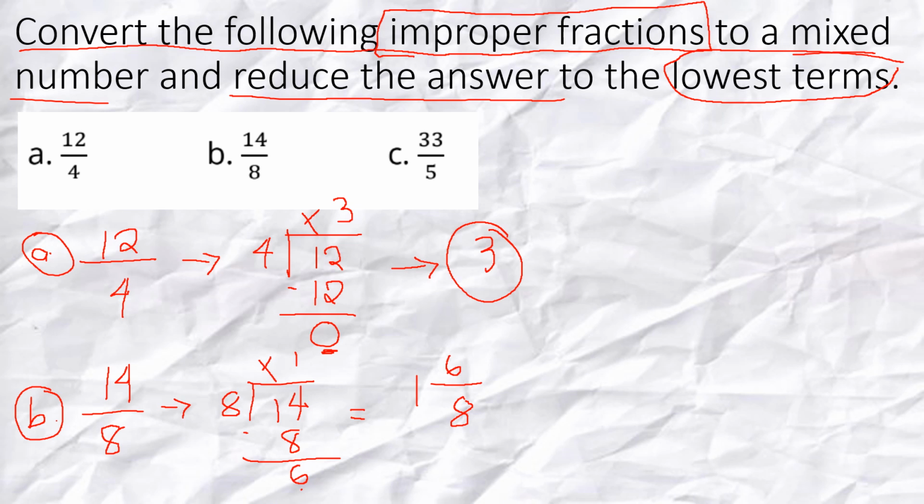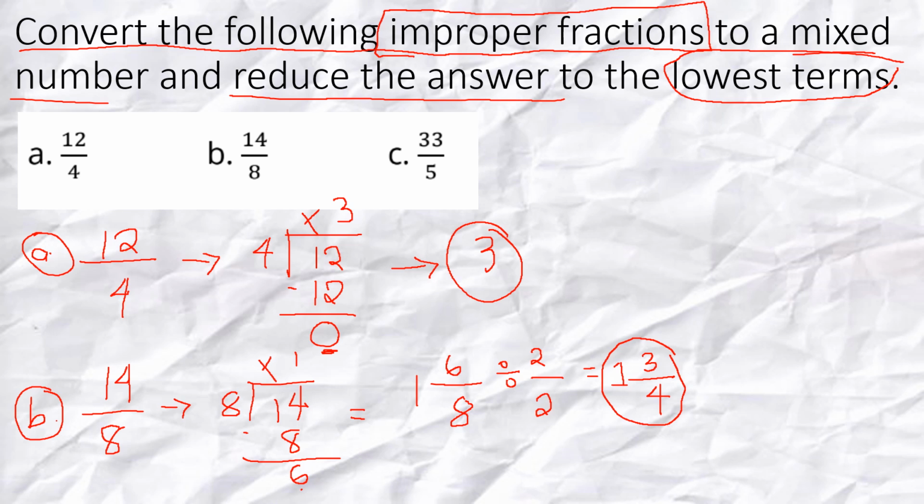The fraction 6 over 8 can still be simplified by dividing it using the GCF 2. So 6 divided by 2 is 3. 8 divided by 2 is 4. And then copy the whole number, which is 1. So the final answer is 1 whole and 3 over 4.